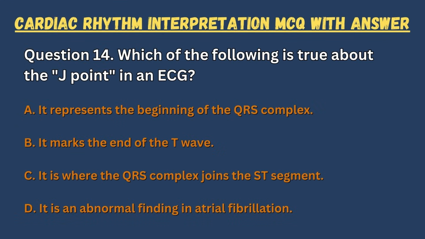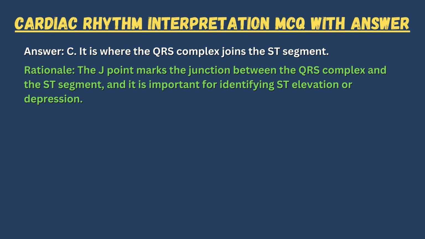Question 14. Which of the following is true about the J point in an ECG? A. It represents the beginning of the QRS complex. B. It marks the end of a T wave. C. It is where the QRS complex joins the ST segment. D. It is an abnormal finding in atrial fibrillation. Answer: C. It is where the QRS complex joins the ST segment. Rationale: the J point marks the junction between the QRS complex and the ST segment, and it is important for identifying ST elevation or depression.